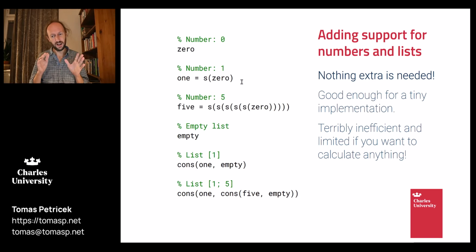So this is why I talked about active patterns, because when we print Prolog terms, we will want to do this in a nicer way and print number 5 rather than SSSSS0.